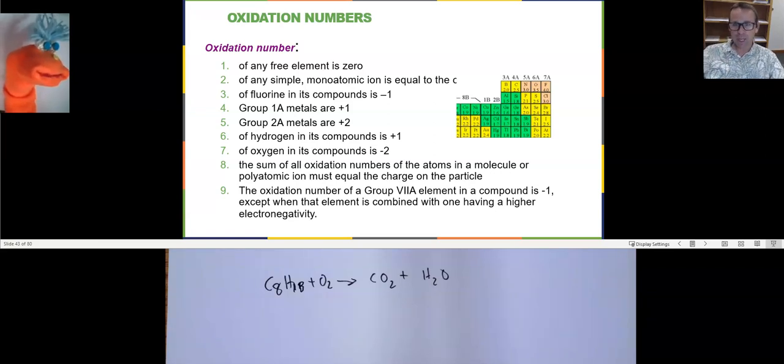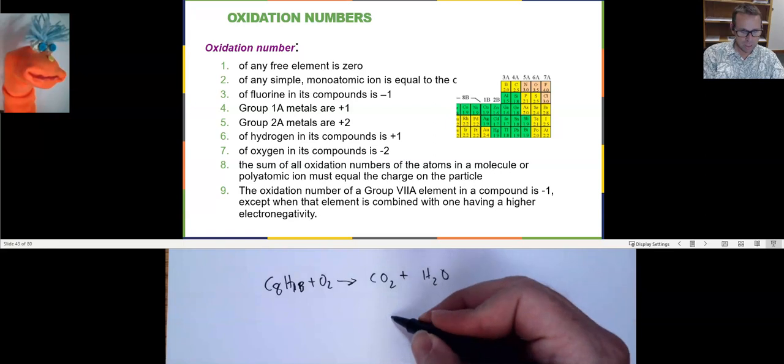This is a redox reaction. But it's not straightforward for us to see where the oxidation is occurring, perhaps, or where the reduction is occurring. To do this, we need to be given tools that will allow us to identify oxidation numbers of elements within compounds.